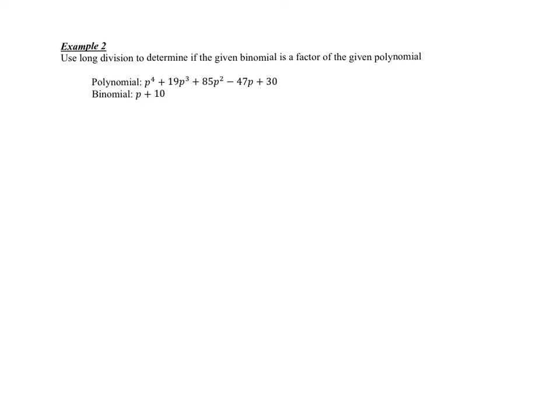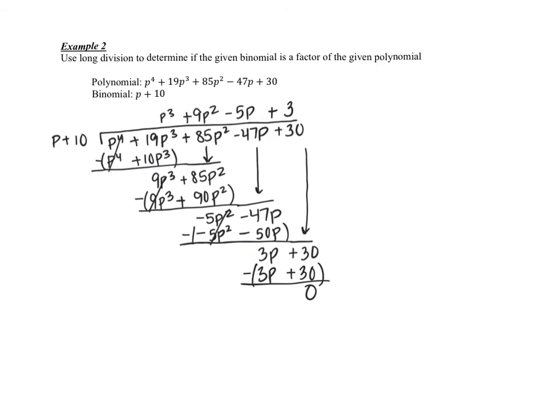So why don't you guys pause the video and do the long division and see if you get 0 as a remainder. All right, take a look at the work. Here it is. Okay, so it looks like we have the similar situation in example number 1 where we have a remainder of 0. So that means three things. The first thing that it concludes is that p plus 10 must be a factor.